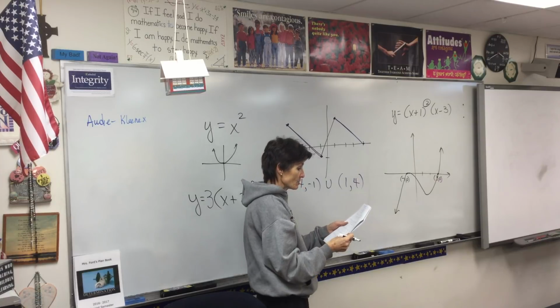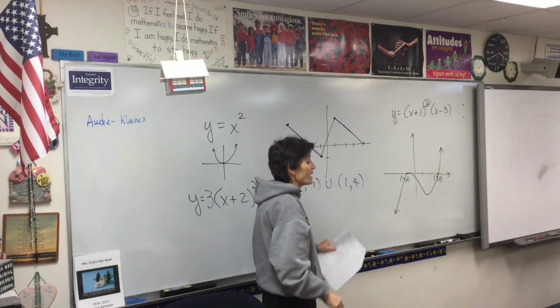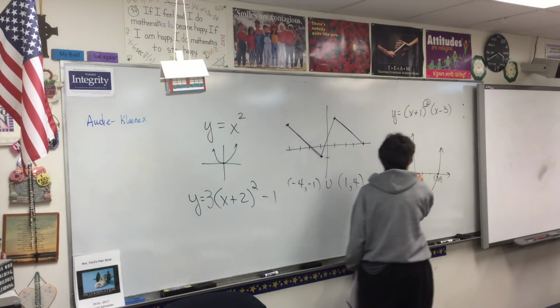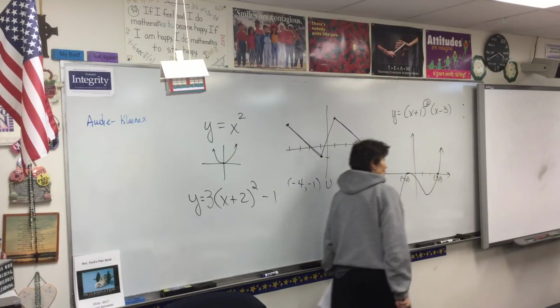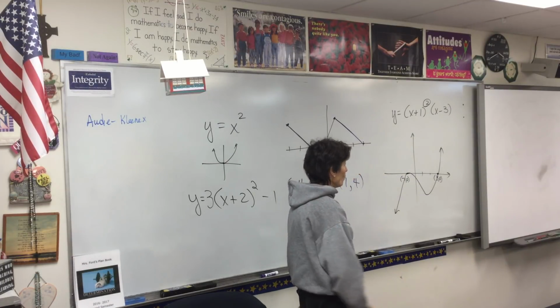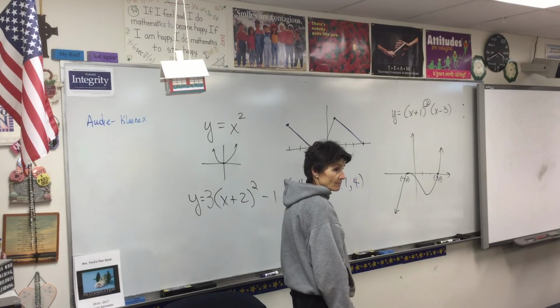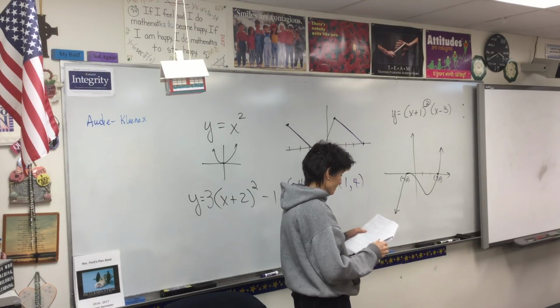So now we can answer the questions. Find the X-intercepts. Well, that's where you started. These are the X-intercepts, aren't they? So your X-intercepts are -1 and 3. The dots are your X-intercepts.